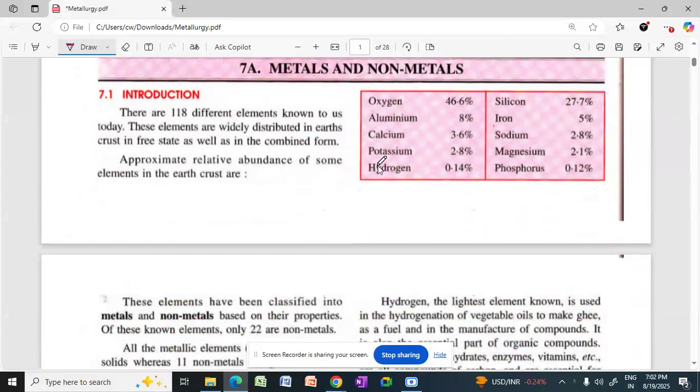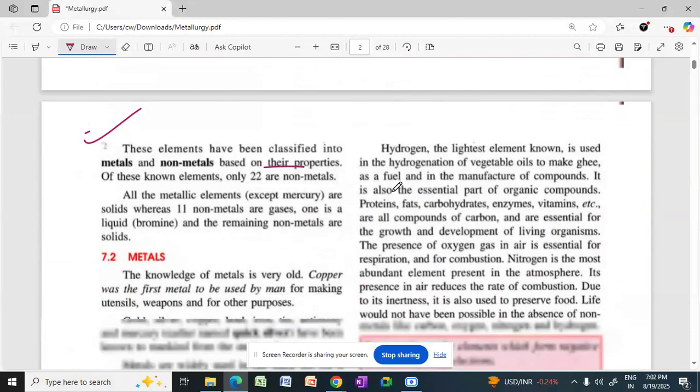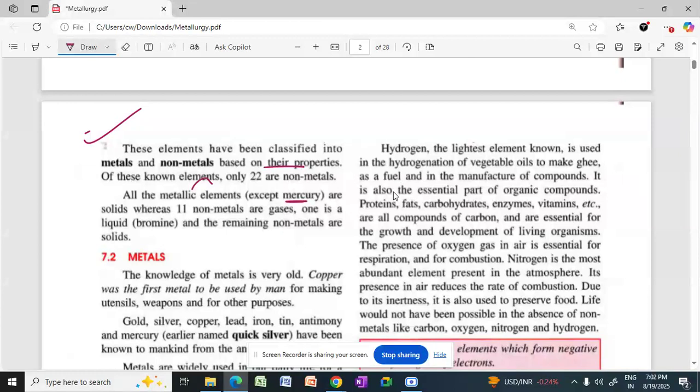Firstly, the introduction: matter and knowledge of people. There are a total of 180 different elements known; these elements are widely distributed in our industry state and some are in combined compounds. Some are metals and some are non-metals. All the metallic elements except mercury, this is the important exception, are solid, whereas mercury is liquid at room temperature. 11 non-metals are gases. One is a liquid, that is bromine. Bromine is a non-metal and it is liquid at room temperature. So this is also an exception.